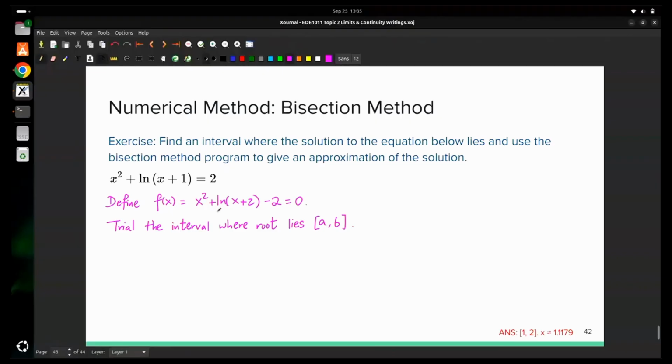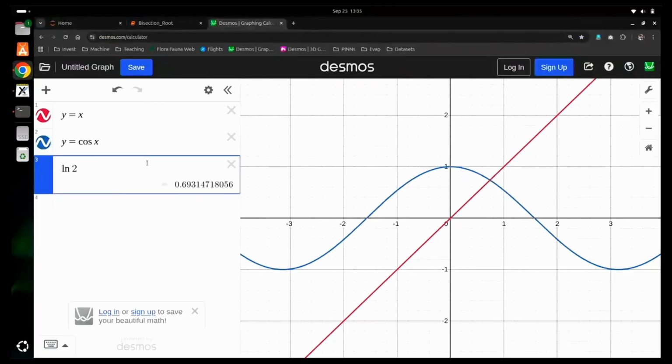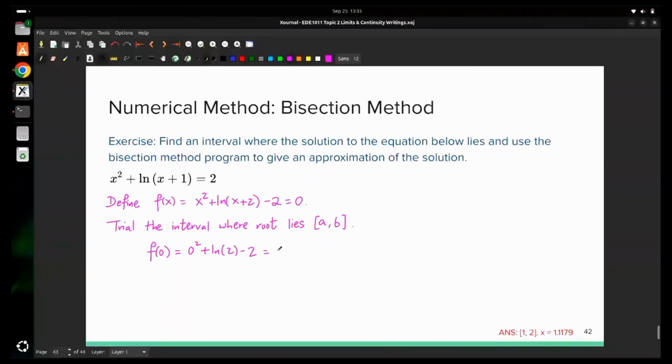Maybe I trial 0. 0 is the best. So what's f of 0? 0 squared plus ln 2 minus 2. Let's calculate ln 2. Ln 2 is 0.693. Sorry? Oh, it's plus 1. Oh, my bad. How can I put 2? Apologies. It should be ln 1. Ln 1, my bad, which means it's 0 minus 2. So it's minus 2. Obviously, minus 2 is less than 0.